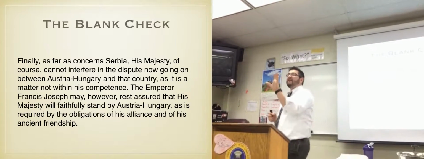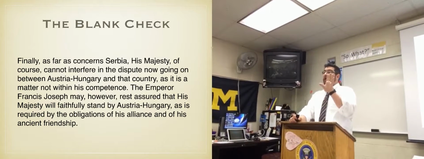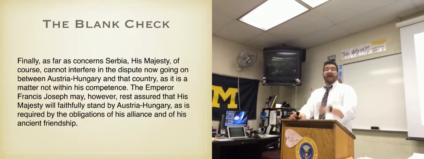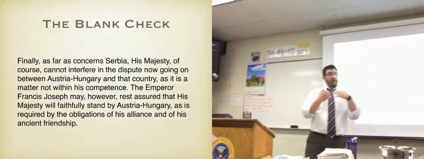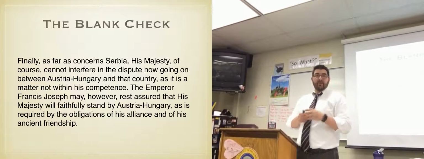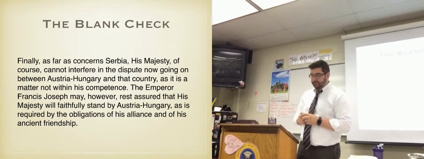But please be assured, we will stand behind our long agreements with you. That dual alliance that we already have together, if you are attacked by anybody, like Russia, we will support you. So Germany says to Austria, do what you got to do with Serbia. We've got your back if Russia steps in.